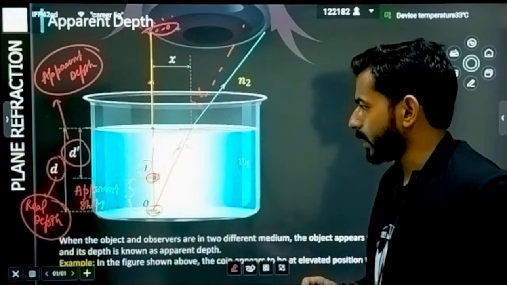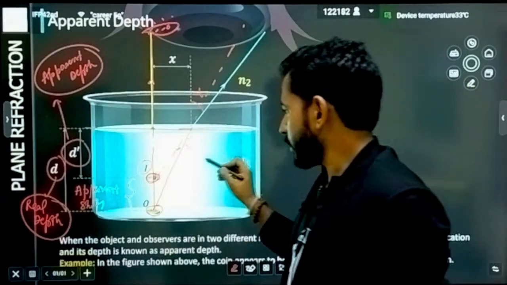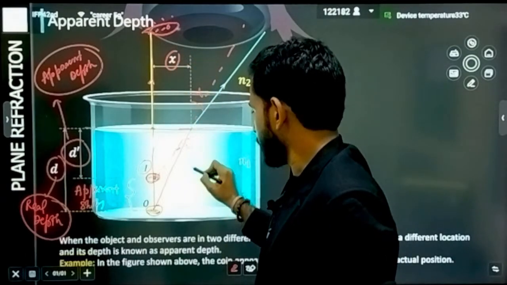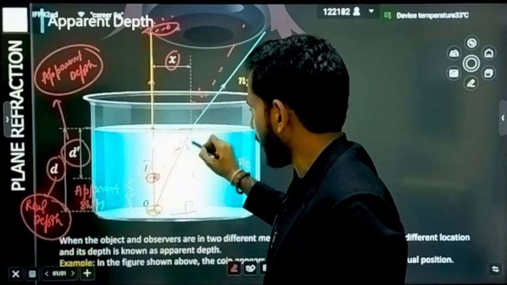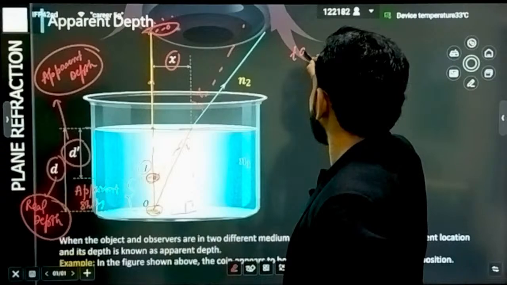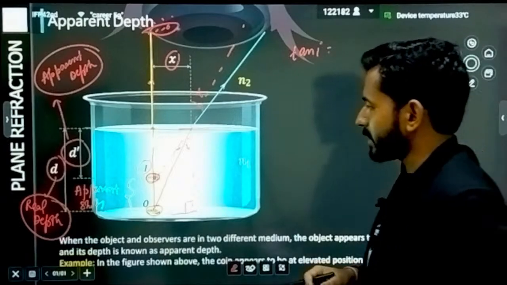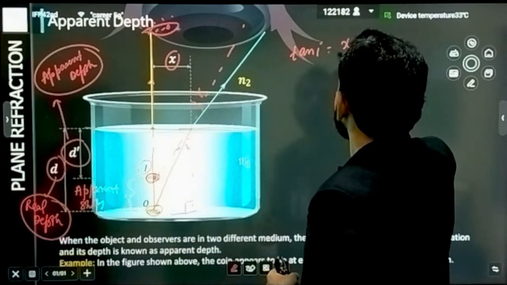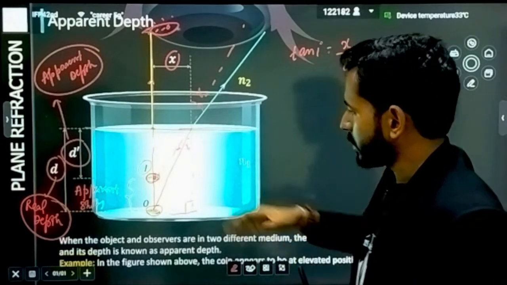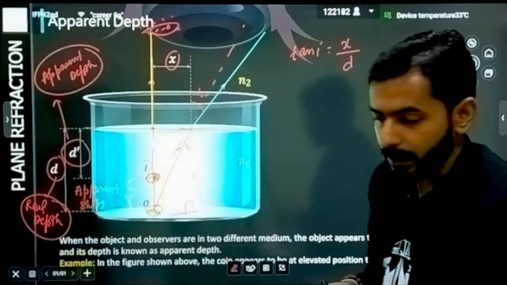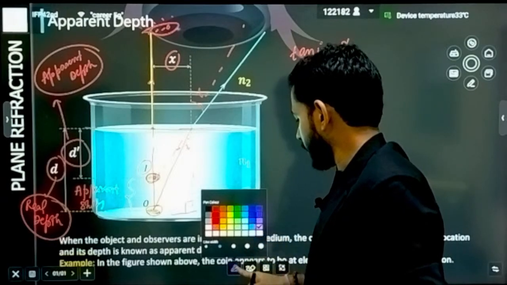So now let's enter into the quantitative analysis. You have to do some construction. This distance is given as x. Suppose you extend it and make a right angle triangle, and this angle is i. So tell me firstly, what is tan of i? If I ask you to define it, you will write: x divided by the perpendicular distance, that is d. Correct? Very good.